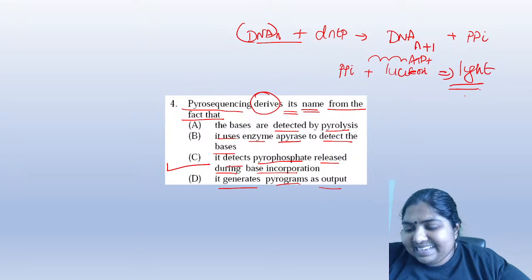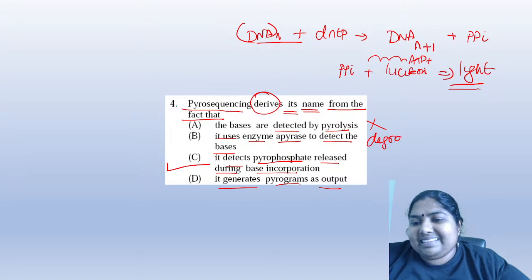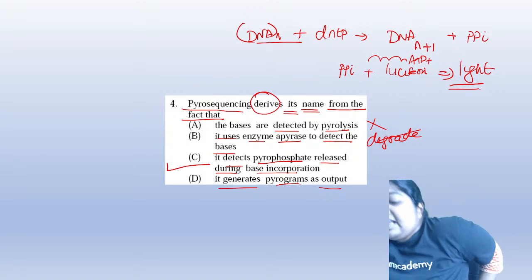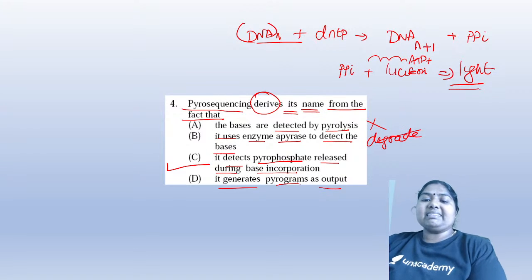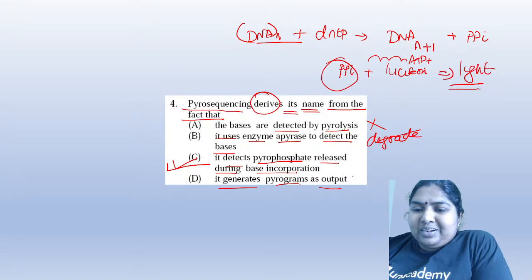Yes, Mukesh, very good afternoon. Hence this is going to be the correct answer. Pyrolysis is a different process, it is not at all related to us. Apyrase is used not to detect but to degrade the base, so the unwanted nucleotides will be degraded. It is useful to delete the unwanted stuff. So it detects the pyrophosphate. Absolutely, this is the most suitable answer for this question. It does not generate the pyrogram as output, not at all.